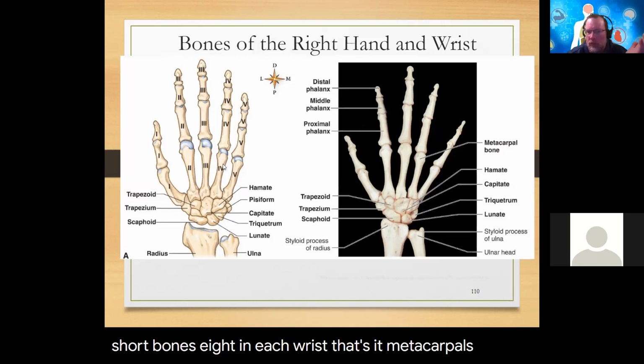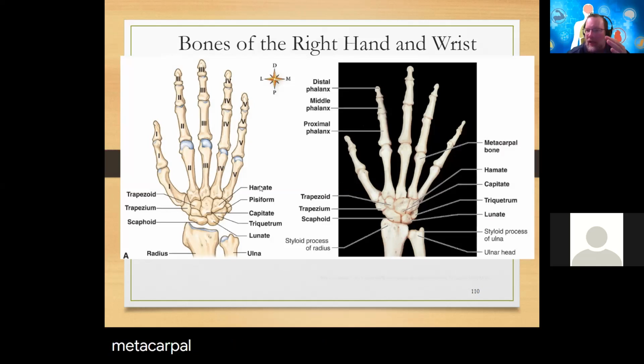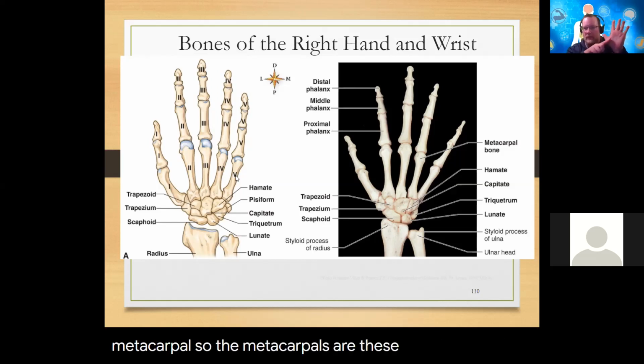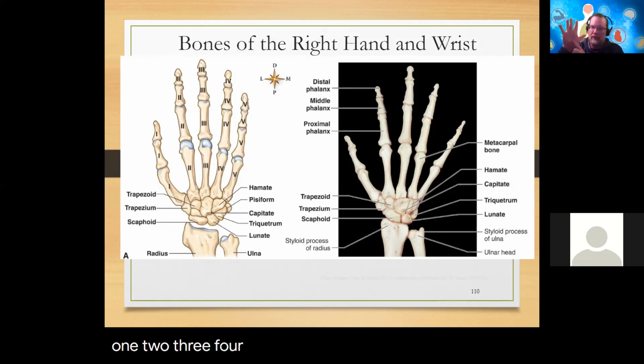Metacarpals, just know metacarpal means your hand. Okay? You have 5 in each hand. And we label them by Roman numeral. So first metacarpal, second metacarpal, third metacarpal, fourth metacarpal, fifth metacarpal. So the metacarpals are these here. Okay. 1, 2, 3, 4, 5 of them.